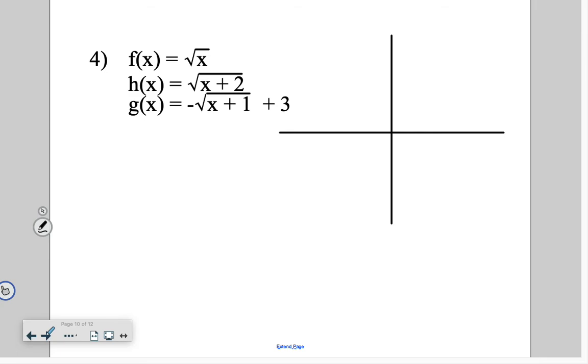So first off, the parent function of a square root starts at the origin. That's the starting point for a square root function. And then from there, it's that little curve as it grows a little bit, something along those lines.